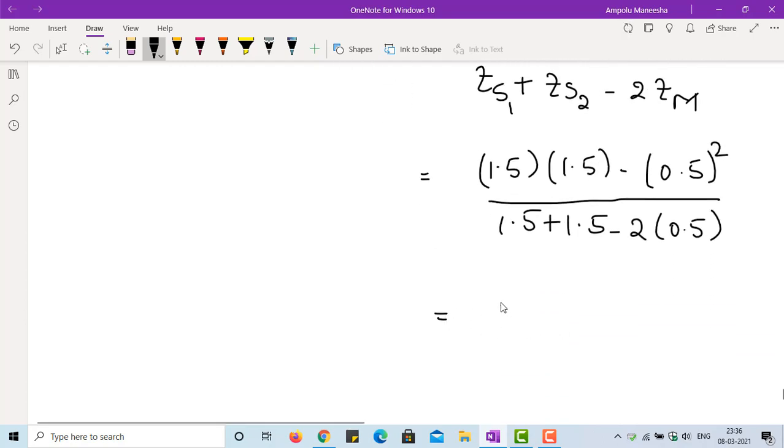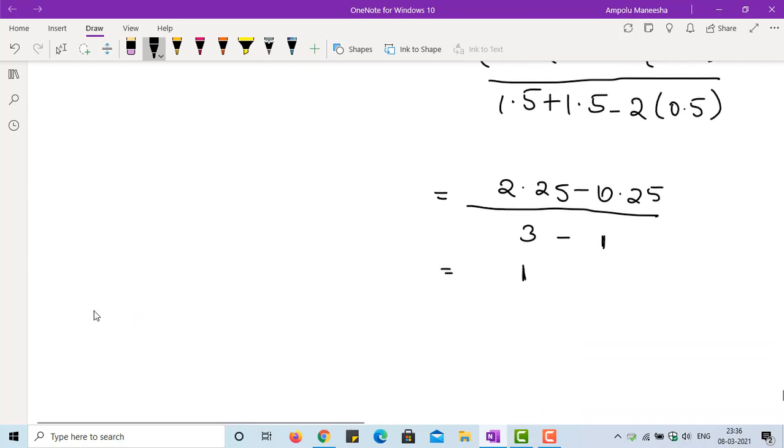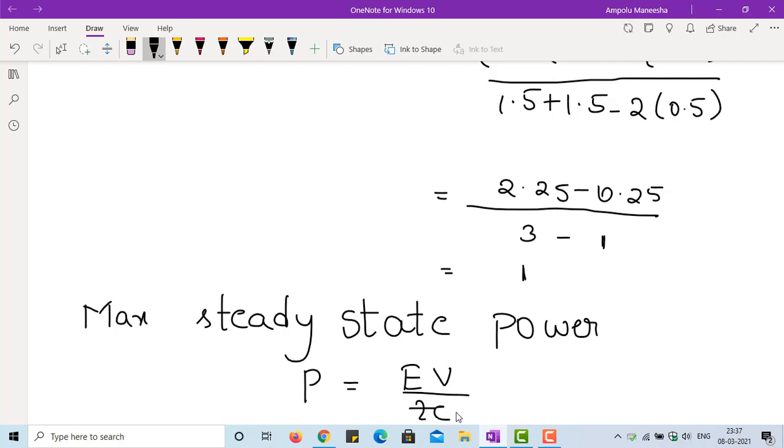So 2.25 minus 0.25 divided by 3 minus 1. So that is equal to 1. Z equivalent is 1. In the question, it is asked to find the maximum steady state power. We need to find maximum steady state power, that is equal to EV by Z equivalent.